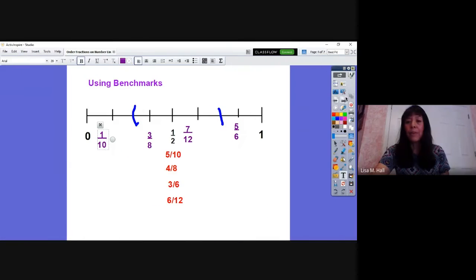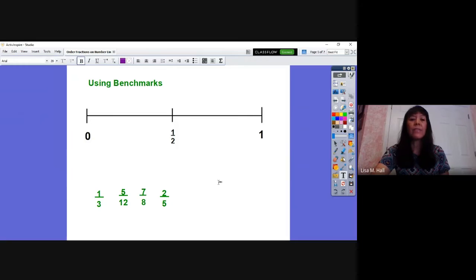All right, one more problem. And this one challenged me at first, but I hope the reasoning as we reason through this will help you. So I've got my 1/2 here. Let's use my 1/2 to decide where these fractions go. Well, 5/12 is less than a half because I know a half is 6/12. 7/8 is more than a half because 4/8 is 1/2.